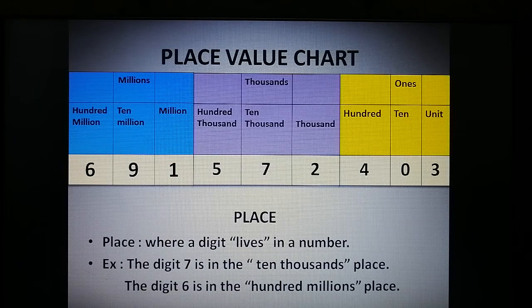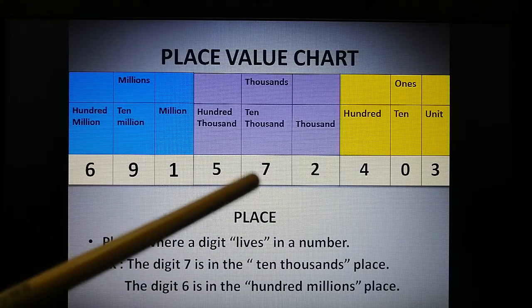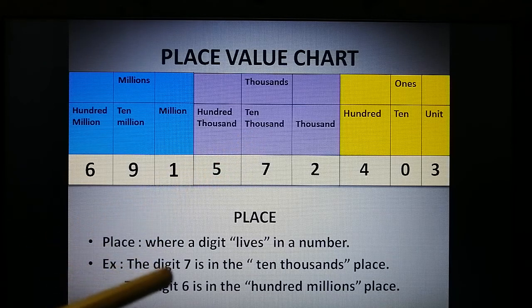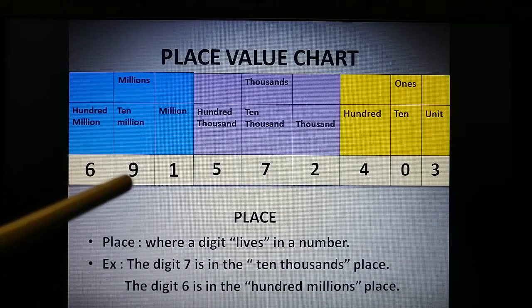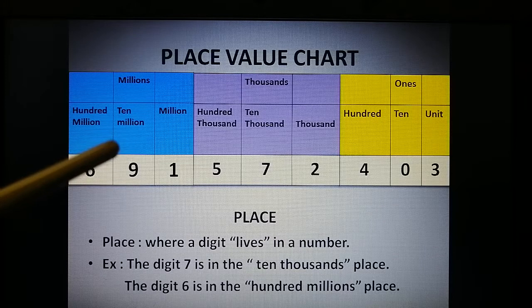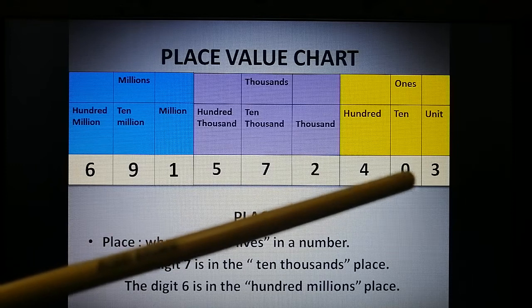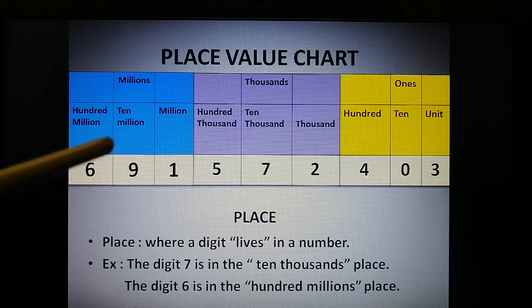Next is place. Where a digit lives in a number is called a place. The digit 7 is in the 10,000s place. Digit 6 is in the 100 millions place. The place of 9 is 10 million, the place of 2 is 1000, and the place of 0 is 10. These are all places.